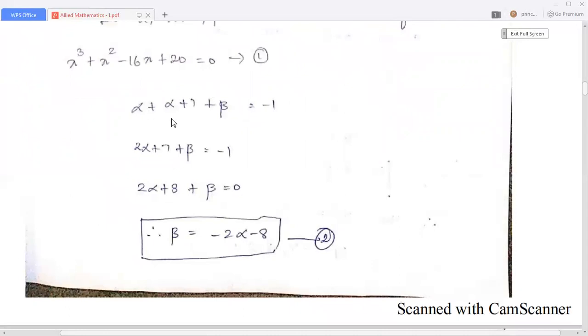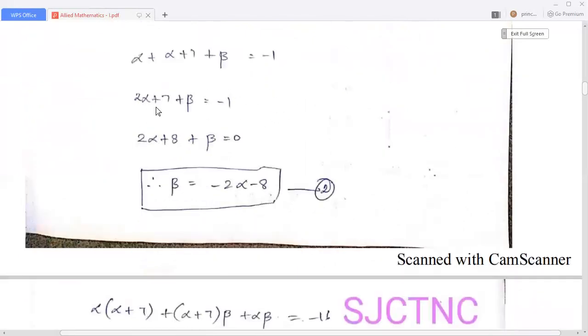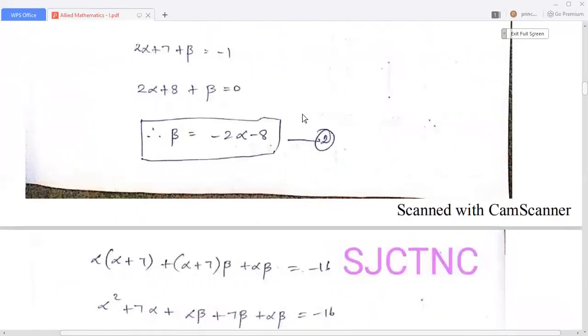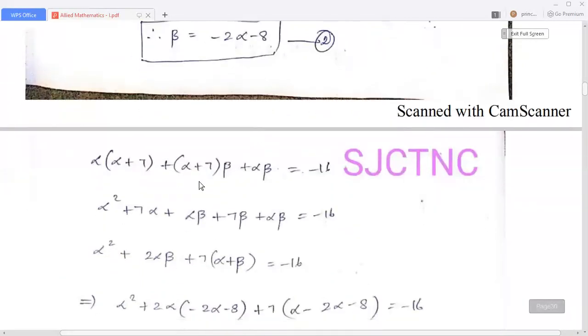So now we are going to use the relation between roots and coefficients. Sum of all the roots, alpha plus alpha plus 7 plus beta, equal to minus 1. When you simplify this, we get this equation, that is beta is equal to minus 2 alpha minus 8. This can be taken as equation number 2.